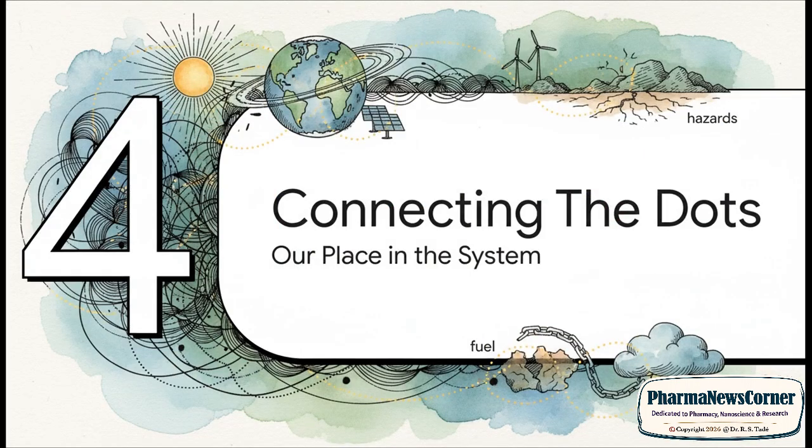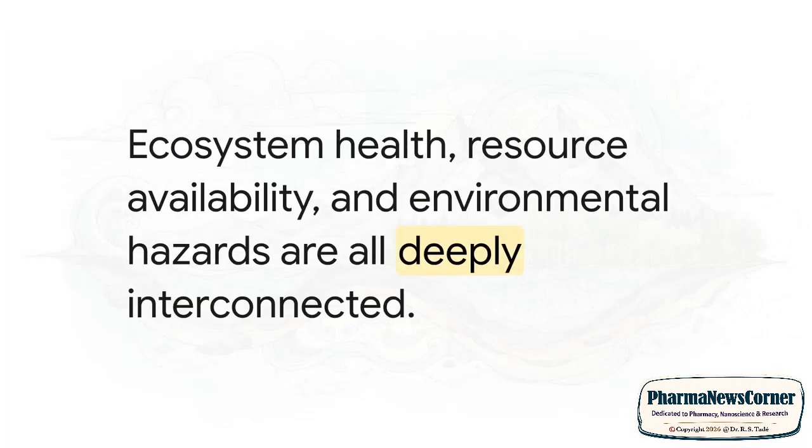Okay, let's pull all of these threads together now. We've talked about the planet's operating system, we've talked about the fuel it runs on, and the hazards that are threatening it. So now let's connect the dots and figure out where we fit into all this. If there is one crucial takeaway from all of this, it's this. These are not separate issues. The health of our ecosystems, the availability of our resources, and our exposure to hazards are all deeply, deeply interconnected parts of one single global system. The health of a forest is tied to the freshwater supply, and both are threatened by pollution. It really is all one big story.